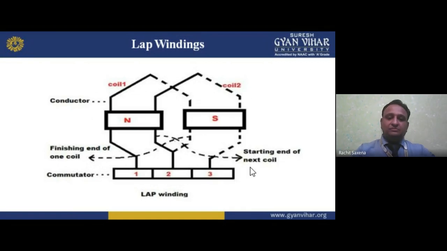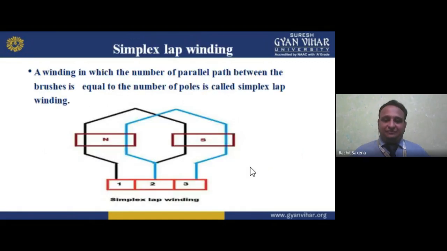Now moving forward, simplex lap. A simplex lap winding, we can say, is a winding in which the number of parallel paths between the brushes is equal to the number of poles. So in lap winding or wave winding, there is one thing, A. Denote A. A is the number of parallel paths available in the armature core.